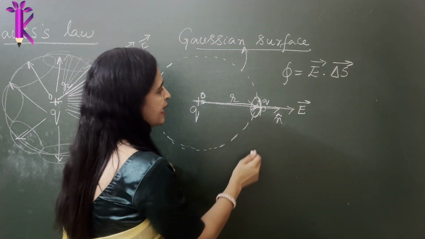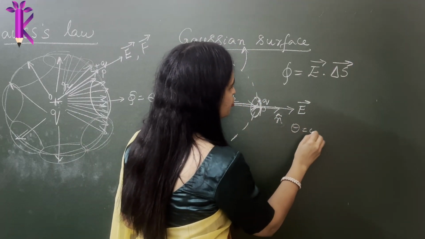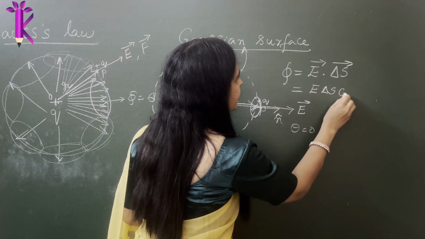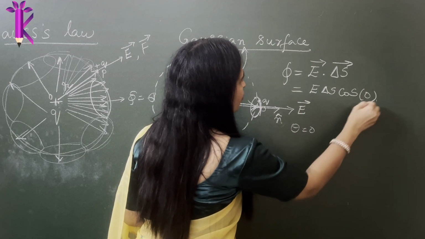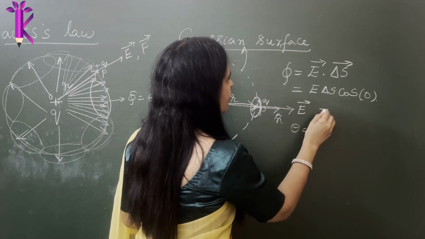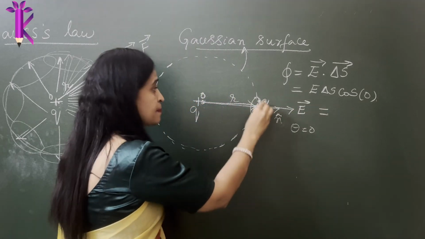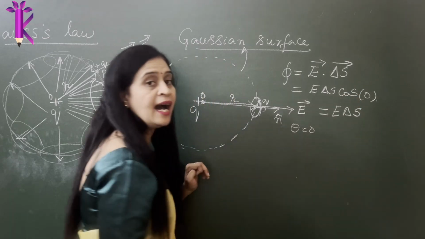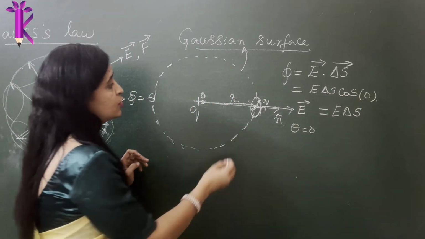You see what is the angle between these two? The angle between these two is 0. Since this is a dot product, we write it as E delta S cos theta. What is the value of cos theta here? It is 0. So the flux for this particular element is going to be E into delta S.